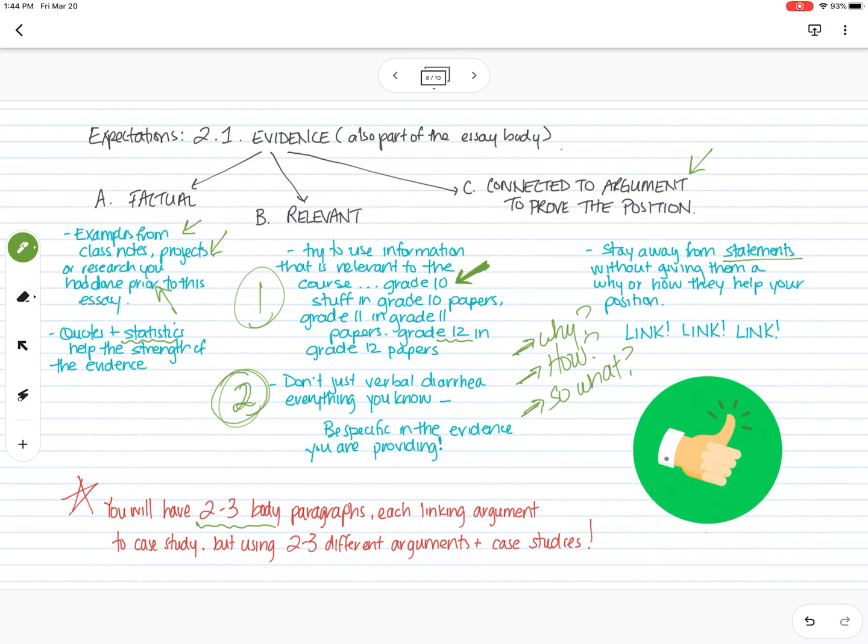When you're proofreading your essay, make sure you're asking yourself those questions. Read your statement, read your evidence and say, why am I using this in the body of my paragraph? What's my purpose in doing so? If you have these statements throughout and you don't have to ask yourself, so what? Then you're probably on the right track of linking your evidence to your arguments.